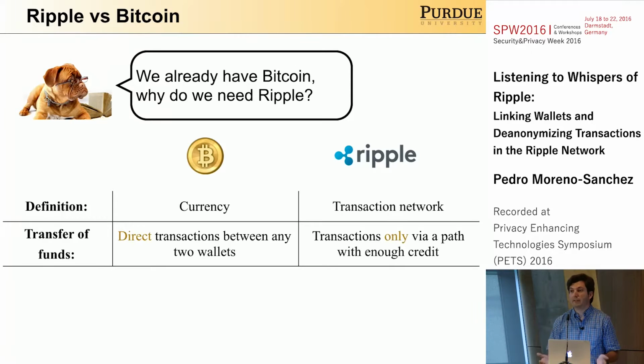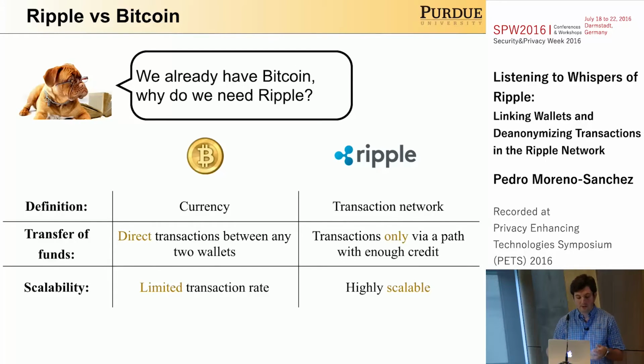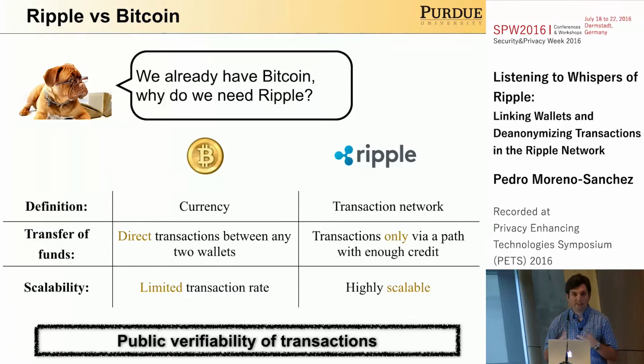Another difference is the scalability of the system. The permissionless nature of Bitcoin makes the consensus protocol really slow, and the addition of transactions into the Bitcoin blockchain can be done only at a limited rate. However, in the Ripple system, the local nature of the transactions makes the addition of transactions into the Ripple ledger much faster and makes the system more scalable. Nevertheless, both systems have a common point: transactions are publicly verifiable.